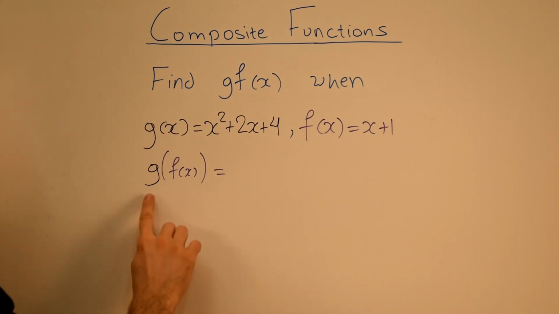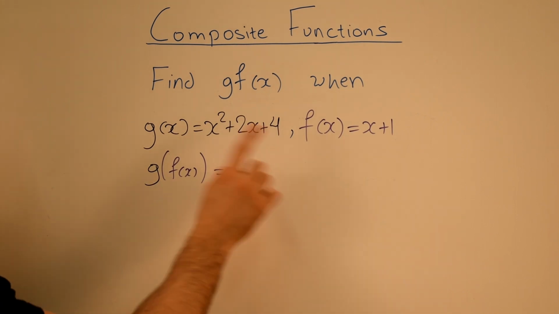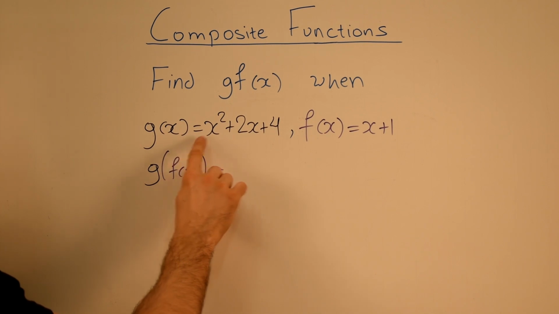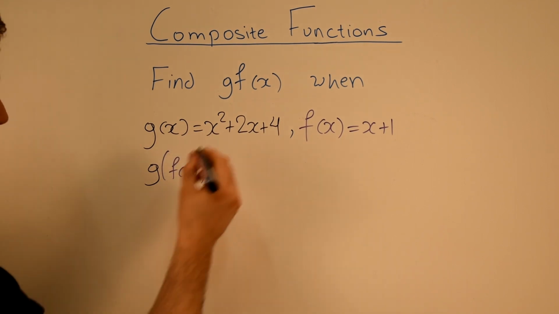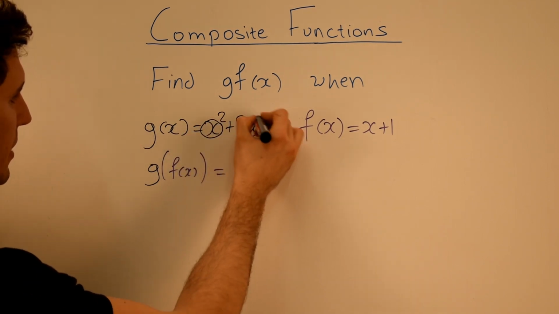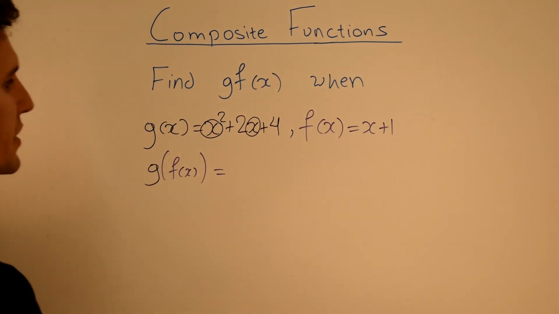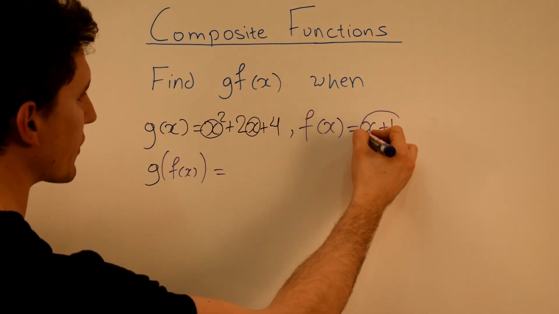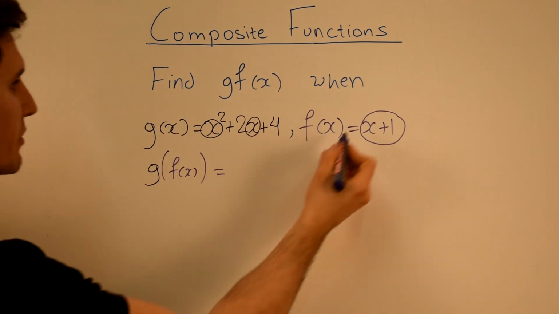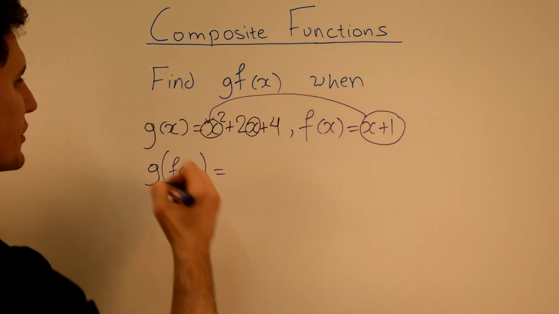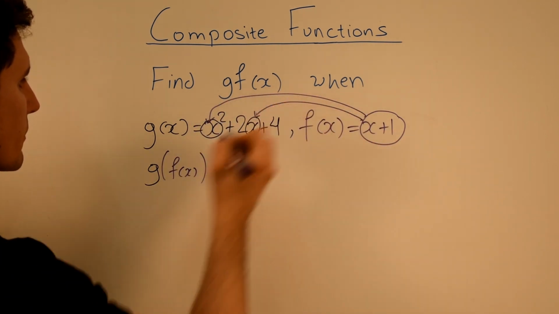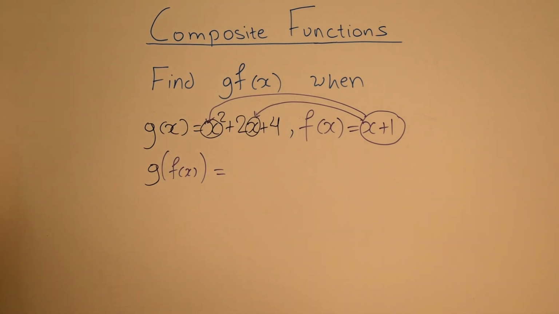Now to find what this expression is equal to, we will go to the expression for g of x and we will replace x wherever we see it. So here and here. We will replace it with the entire expression for f of x. So that is x plus 1. So wherever we see x, we will be replacing it with x plus 1. Now let's go ahead and see what we get if we do that.